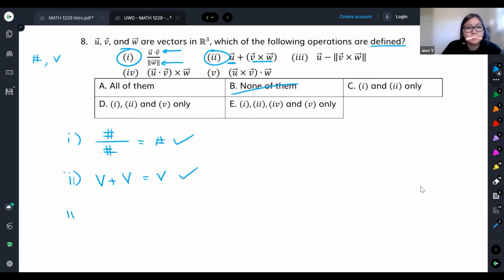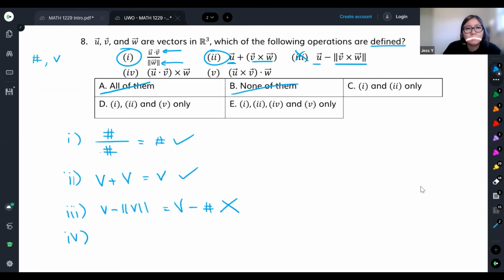So I know both of these are defined so far. Now let's look at 3. Again, u is a vector, so let's just write it out, minus the length of a cross product. Is that going to be a vector or a number? Think about it. Cross product is a vector, right? So I'm subtracting the length of a vector. The length of something is a number. So I have a vector minus a number. Can I do vector minus number? No. I can't do the vector minus the number. That's not allowed. So this one is not defined. So anything with a 3 in it can't be right, meaning it can't be all of them.